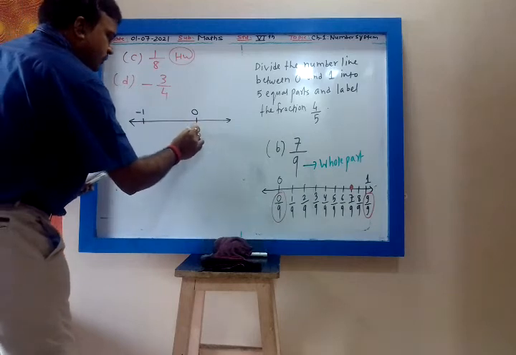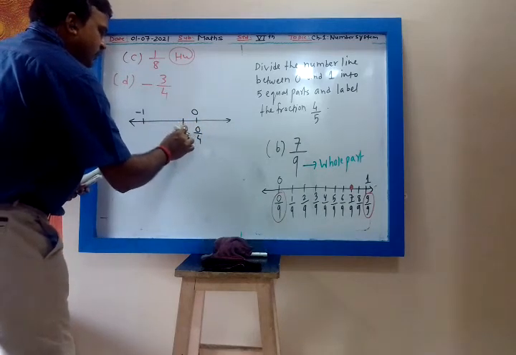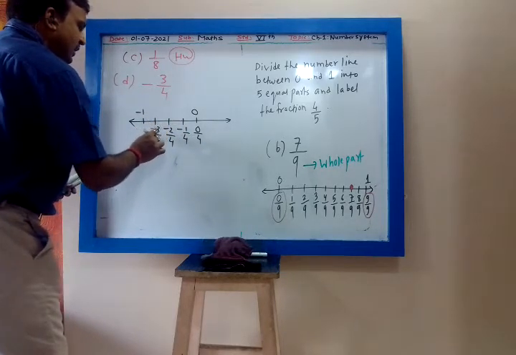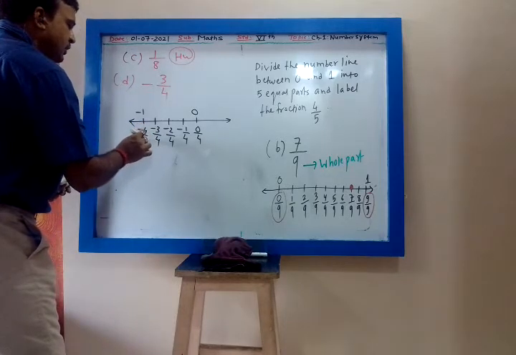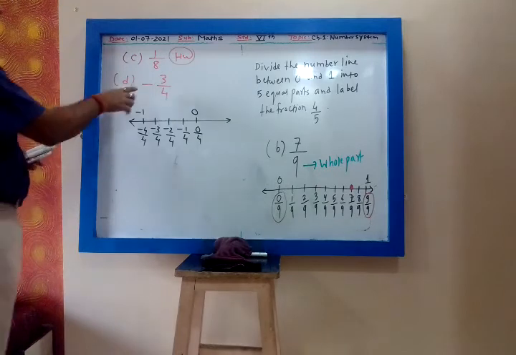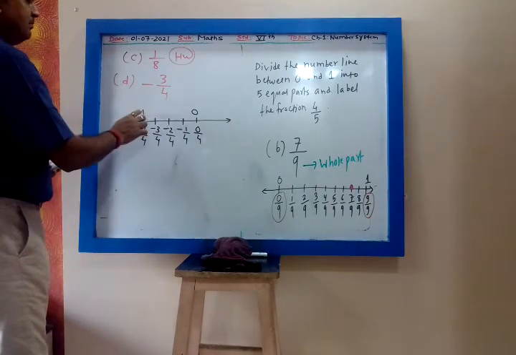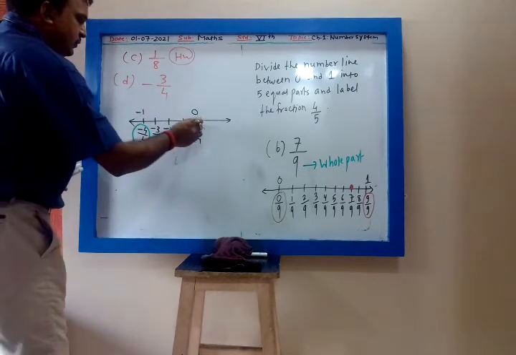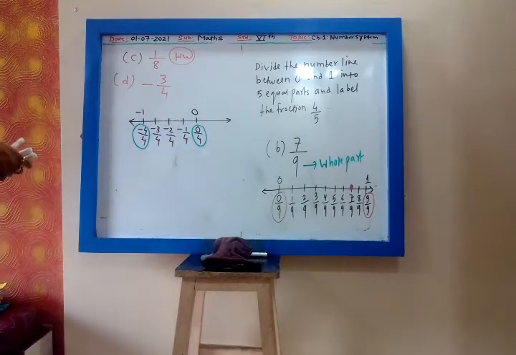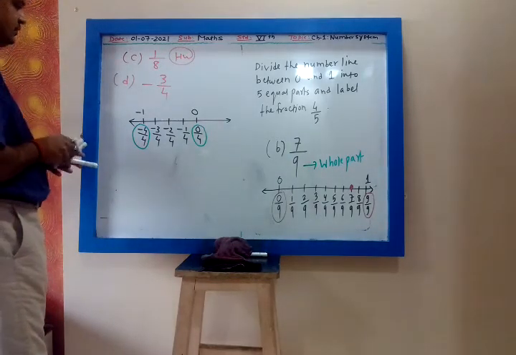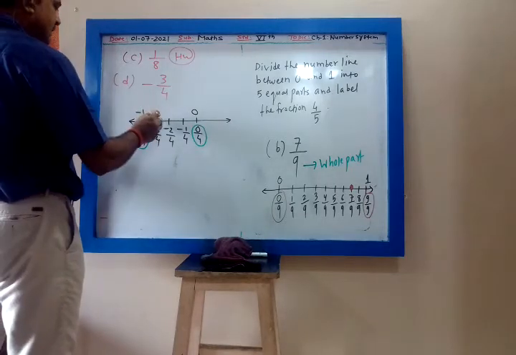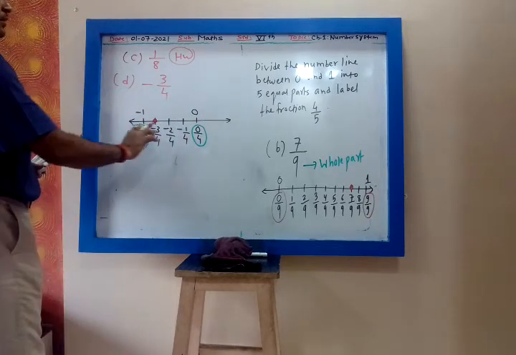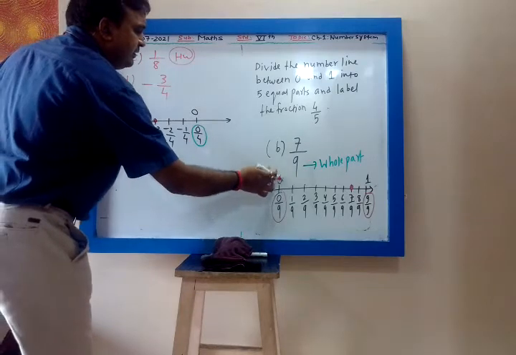So first it will be 0 upon 4, then minus 1 upon 4, then minus 2 upon 4, minus 3 upon 4, and last minus 4 upon 4. Minus 4 upon 4 is minus 1. So whenever the number is negative, you have to divide the number line between minus 1 and 0. Minus 4 upon 4 is minus 1, 0 upon 4 is 0. Where is the number minus 3 by 4? This is my fraction minus 3 by 4. Whenever the number is negative, divide the number line between 0 and minus 1. Whenever it is positive, divide it between 0 and 1.